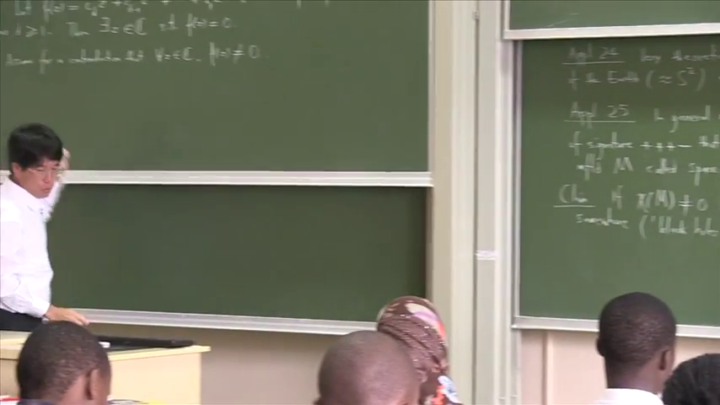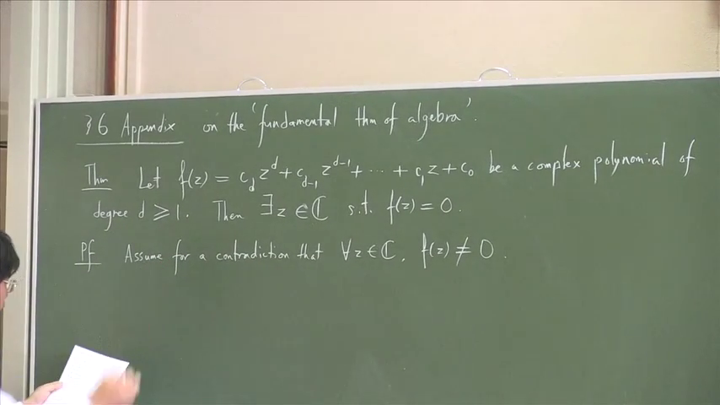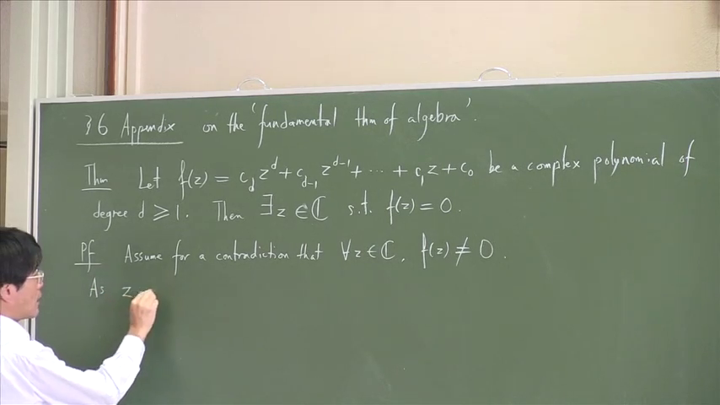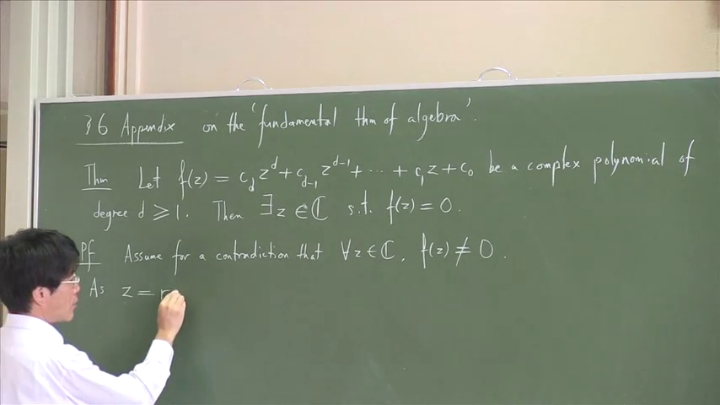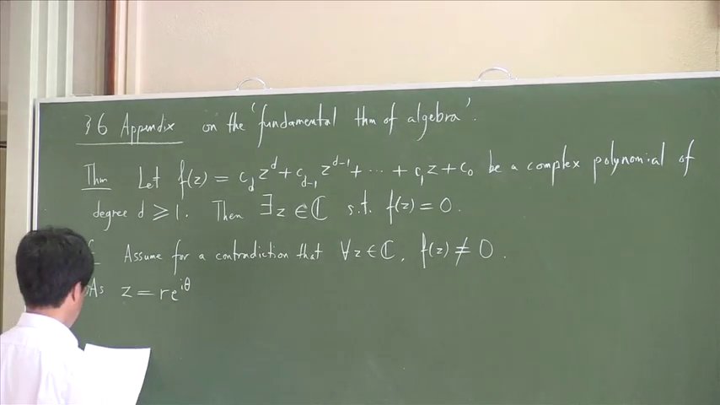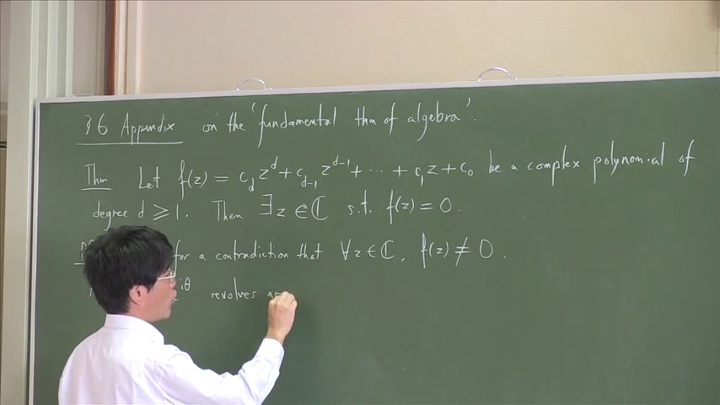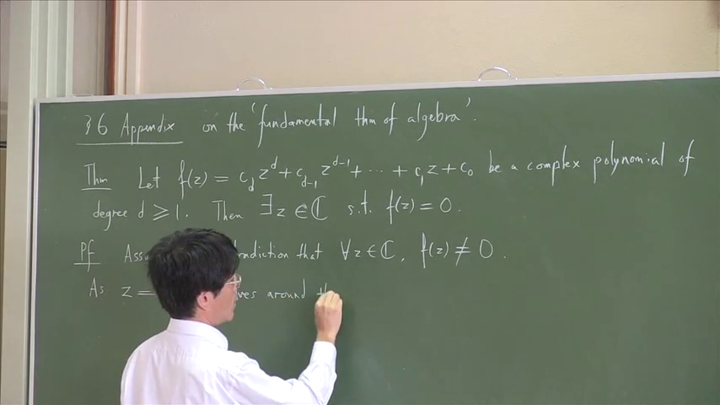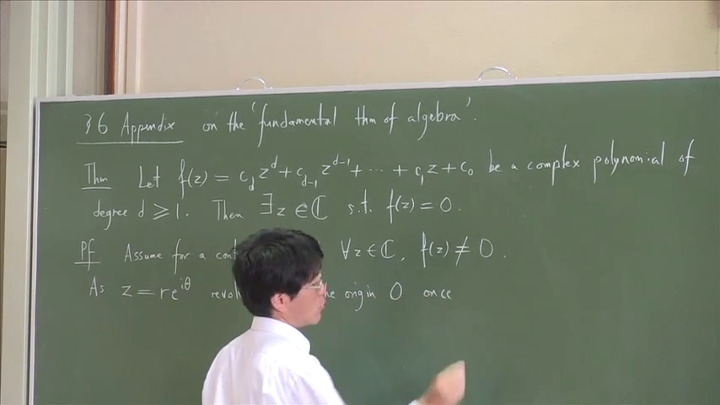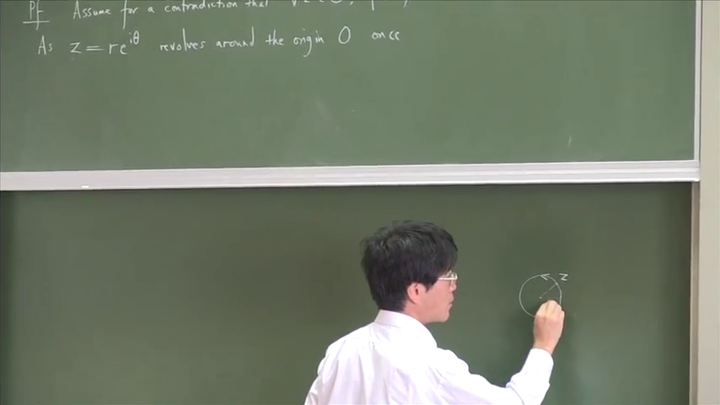And let's come back to the proof of the fundamental theorem of algebra. So let's assume that there is no zero. There is no root. Now, as the point z, which we shall write in the polar form as r times e^(iθ), revolves around the origin 0 once, which is what we do, and we are saying that this radius is r. Okay?